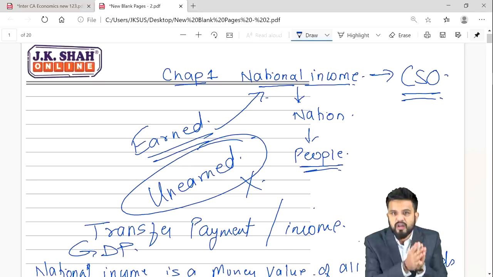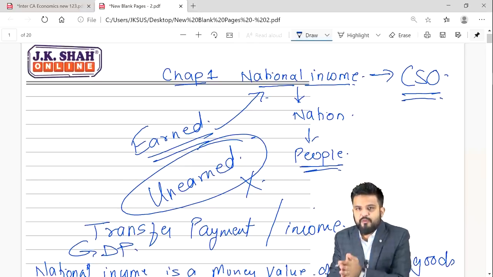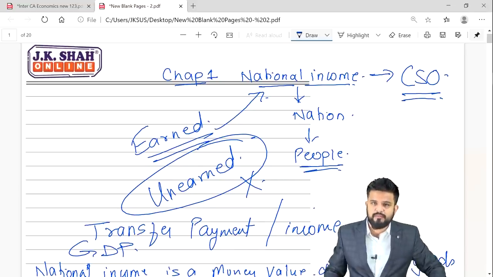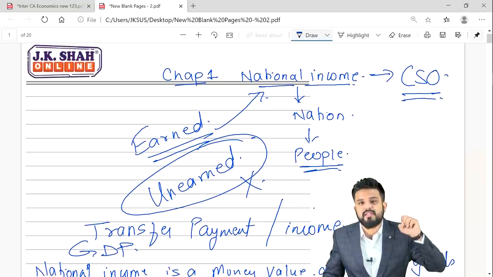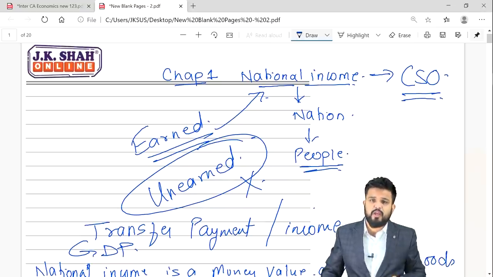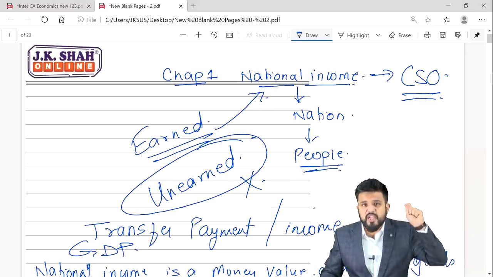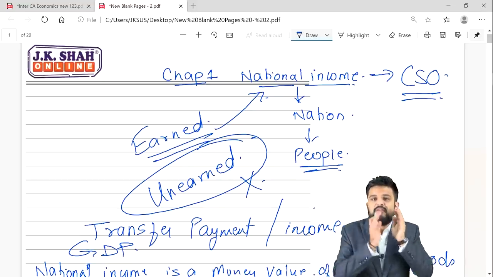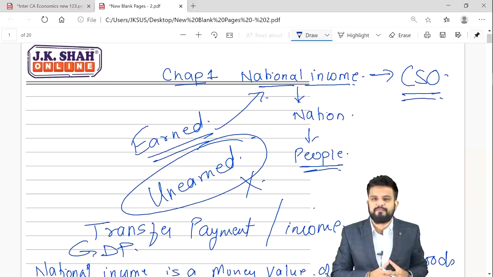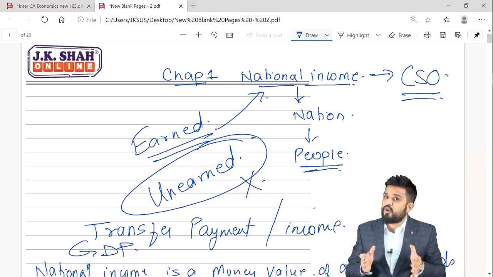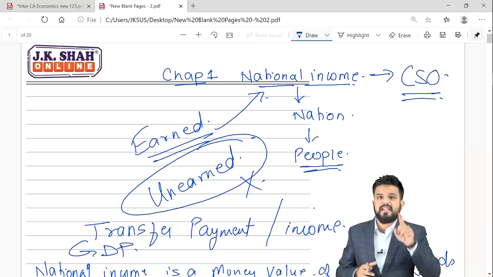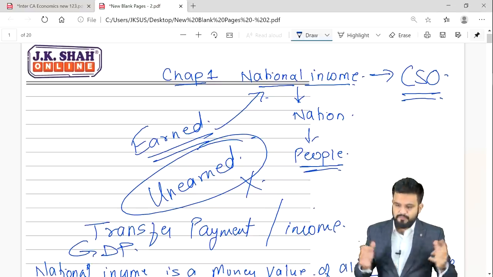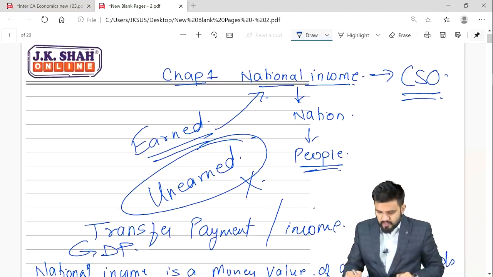So please remember, earned income like rent, wages, interest, profit, salary, all such things will be added. Unearned income you need to ignore. Whatever goods and services are produced in our domestic economy in that particular year, and it should be a final product, it should also have a monetary value, then that product's value will get recorded in national income. Students, basically there are three methods of calculating national income. We will be discussing the product method, income method, and expenditure method. Fine, so this was a very basic understanding.